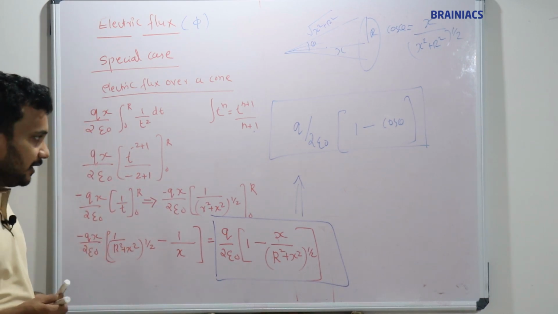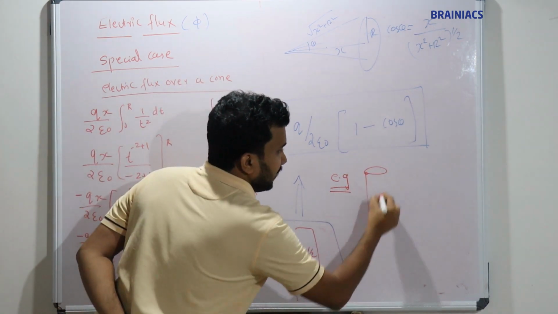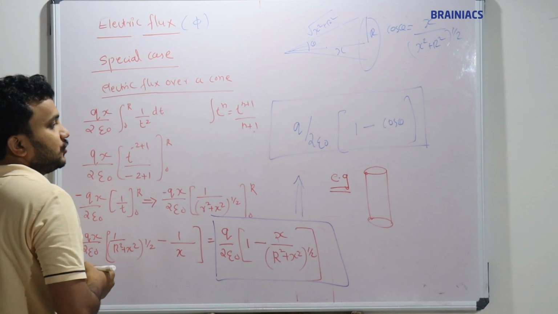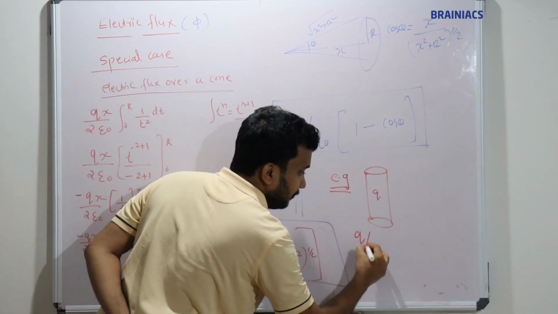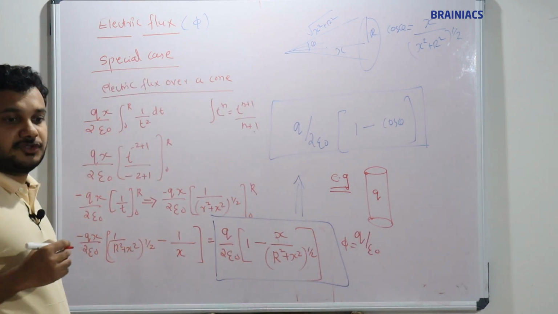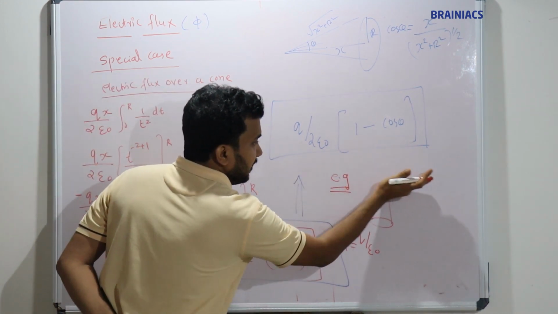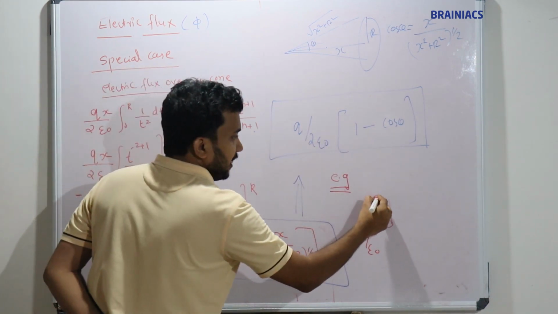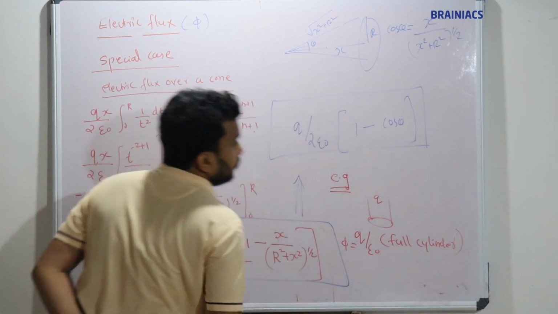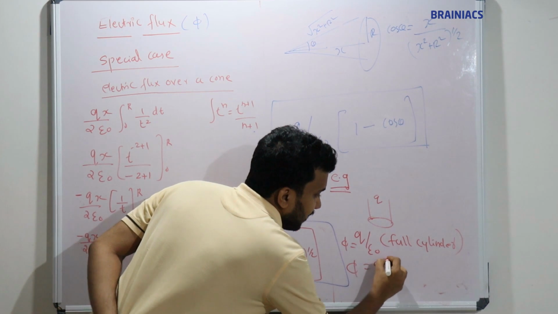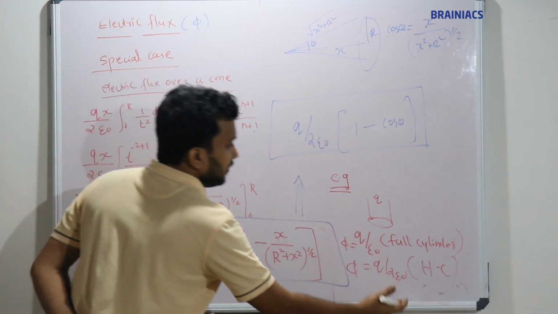Let me take another example and I will ask you one more question. For example, I have a cylinder. If I place one charge q here, then the total flux passing through this complete cylinder is q by epsilon 0. But what will happen if I take a half cylinder? The charge will be here. What is the flux? For a full cylinder, the flux will be equal to q by epsilon 0. So the flux will be equal to q divided by 2 epsilon 0 for a half cylinder.